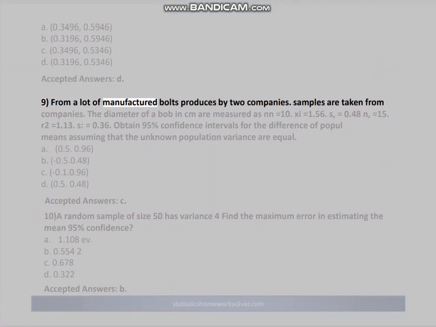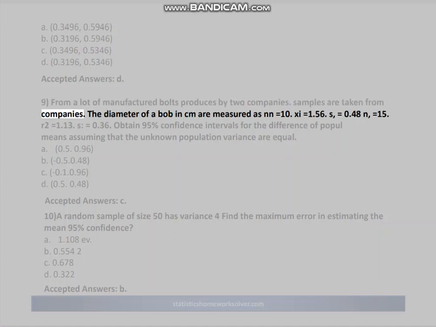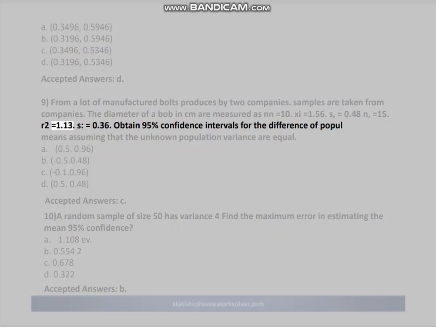9. From a lot of manufactured bolts produced by two companies, samples are taken from each company. The diameters of the bolts in cm are measured as n1 equals 10, x1 bar equals 1.56, s1 equals 0.48, n2 equals 15, x2 bar equals 1.13, s2 equals 0.36. Obtain a 95% confidence interval for the difference of population means, assuming that the unknown population variances are equal.